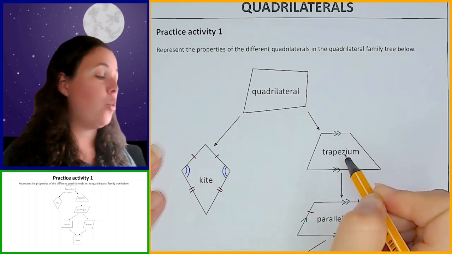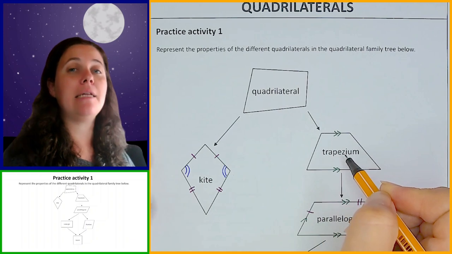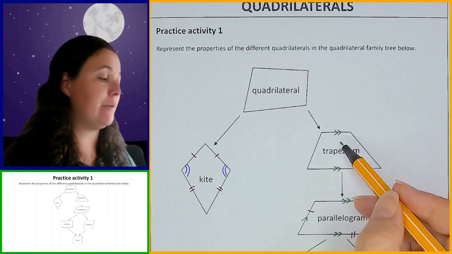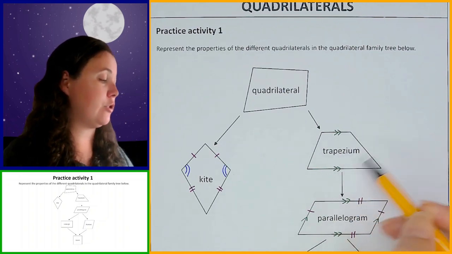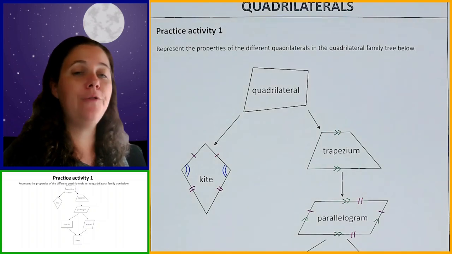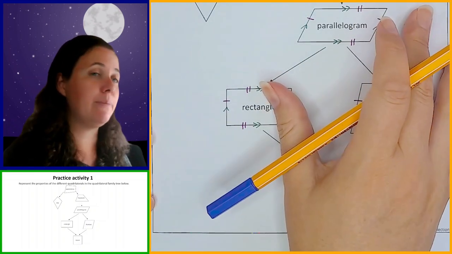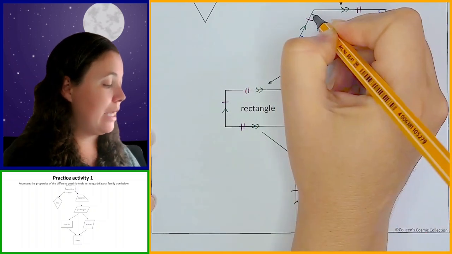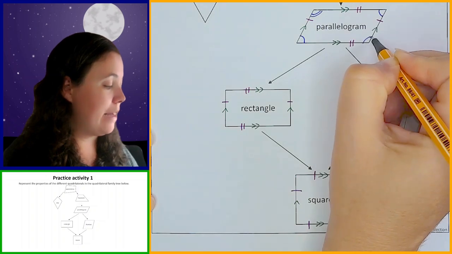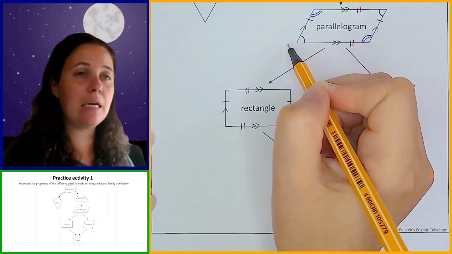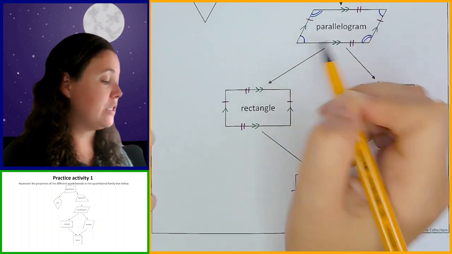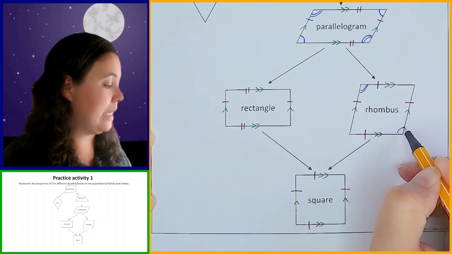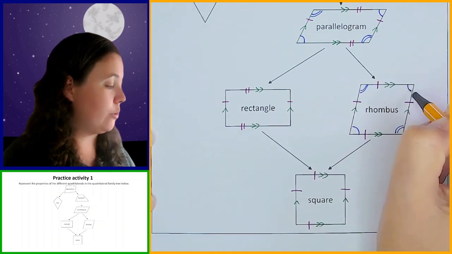In a trapezium, we don't know anything about the angles that is required for it to be a trapezium. The only requirement for a shape to be a trapezium is it has to have one pair of opposite sides parallel to each other. In a parallelogram, if you measure the angles, you will find that this angle is equal to that angle, and this angle is equal to that angle. Two pairs of opposite angles are equal to each other. The same thing for a rhombus over here. This angle is equal to the opposite angle, and this angle is equal to the opposite angle.